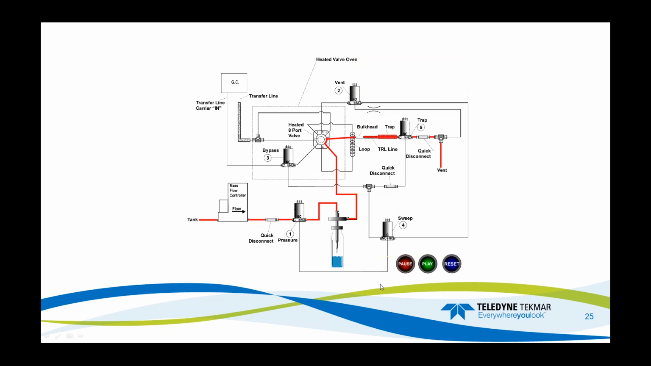Once we get our trap time completed, we will preheat that trap, and then the GC, through the turning of that 8-port valve, will take that trapped sample and transfer it onto the GC transfer line.